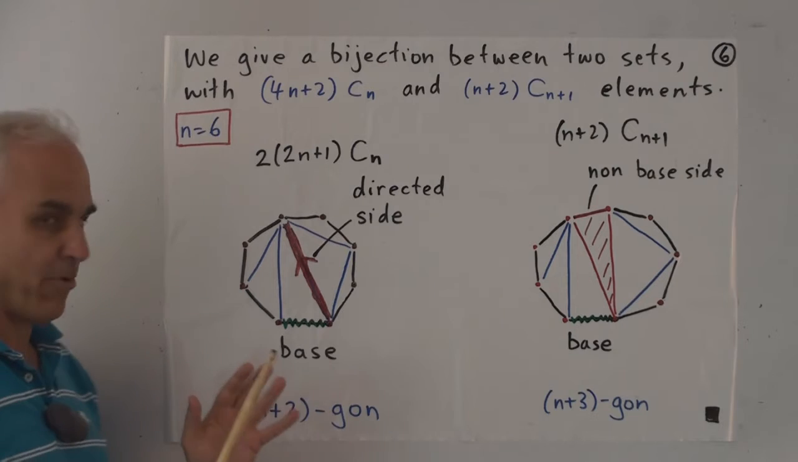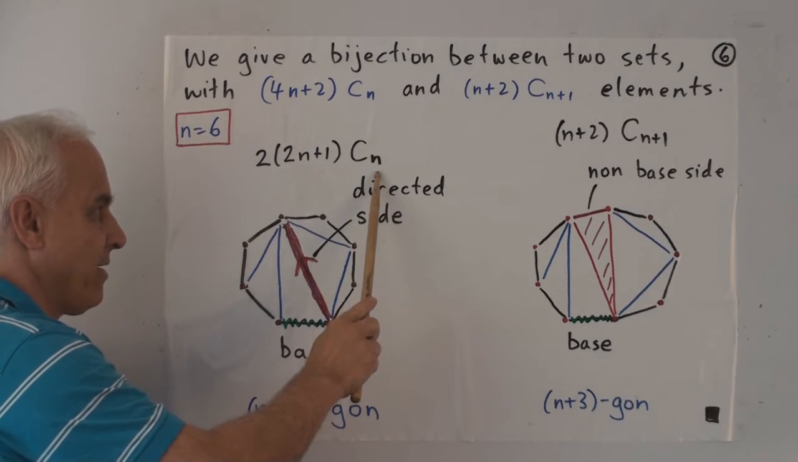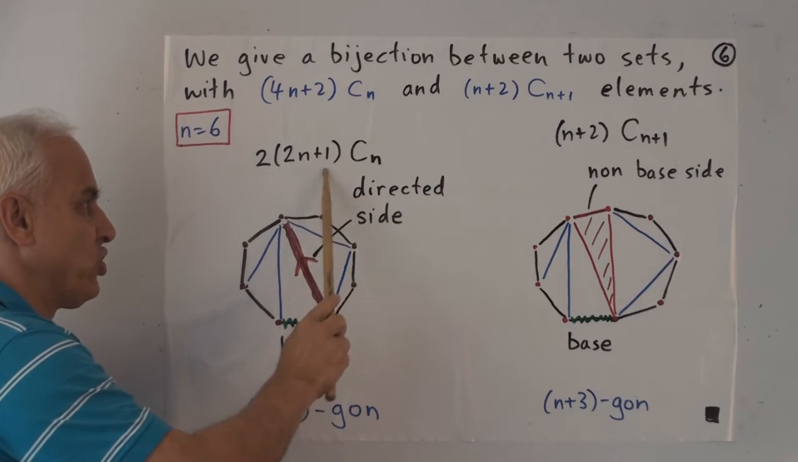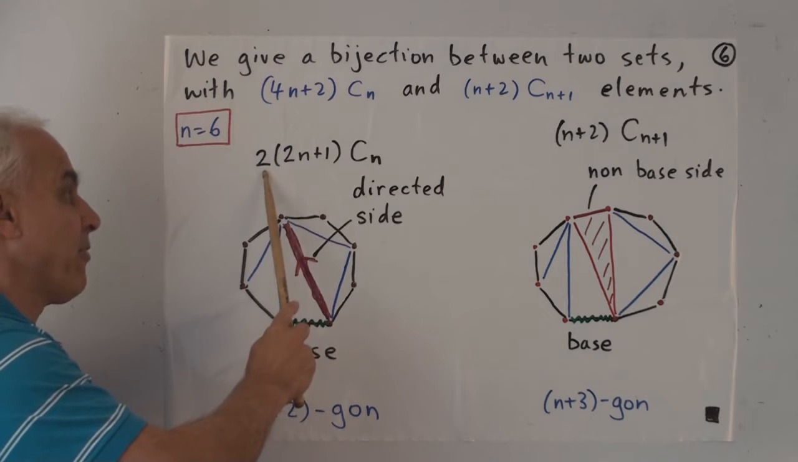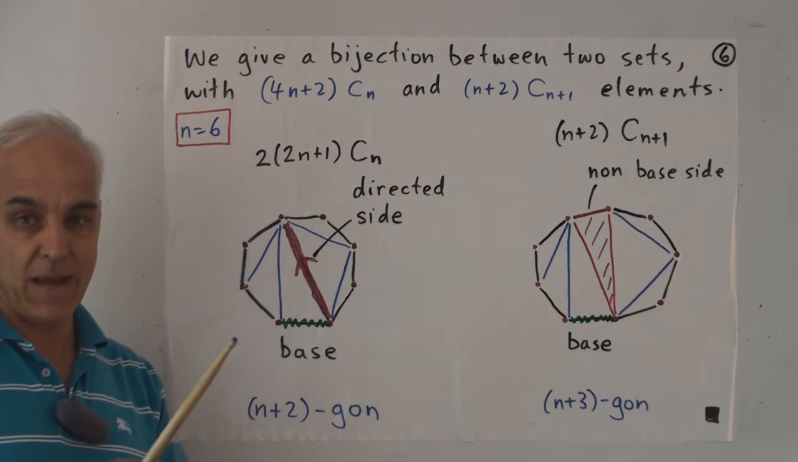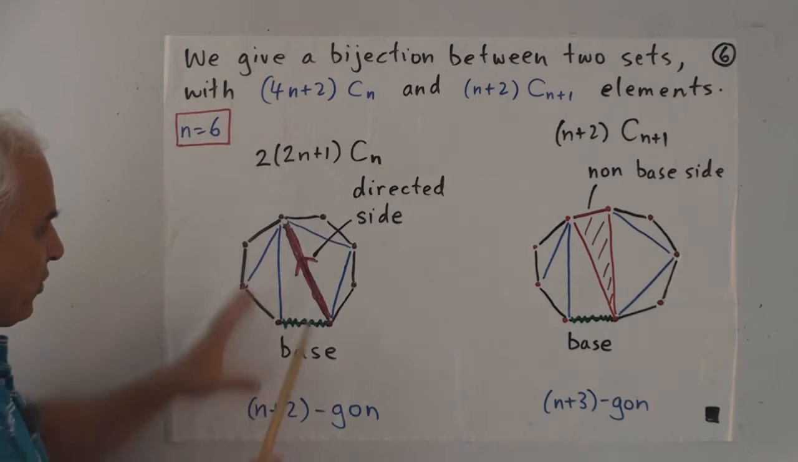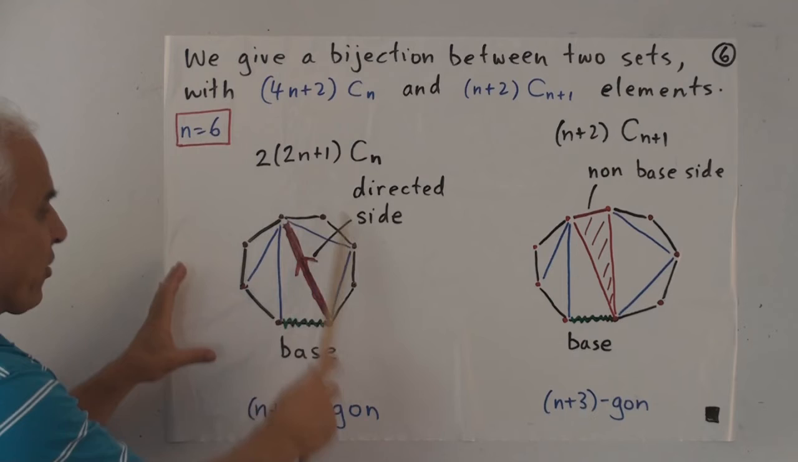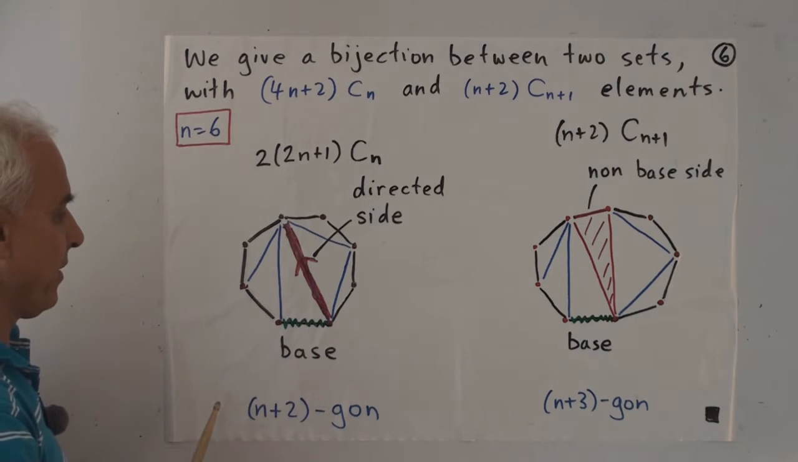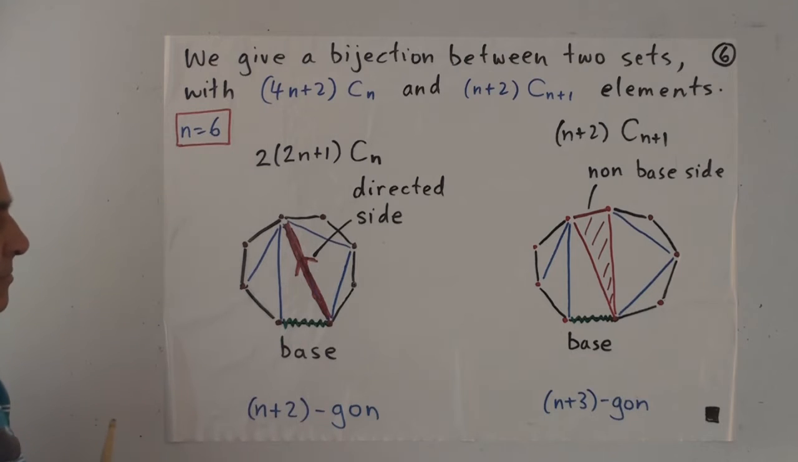And let me just summarize why that is. Because the number of triangulations is c sub n. The number of ways of choosing one of the edges is 2n plus 1. And the number of ways of choosing a direction for that chosen edge is 2. So there are 2 times 2n plus 1 times c sub n such configurations involving a triangulation and a chosen directed edge.